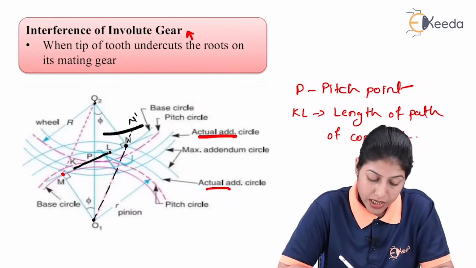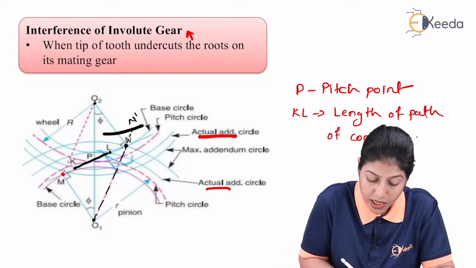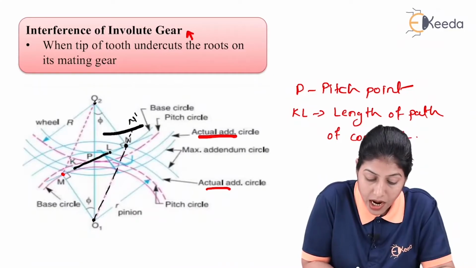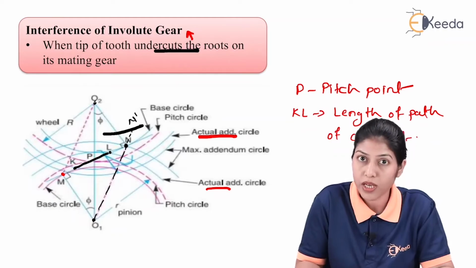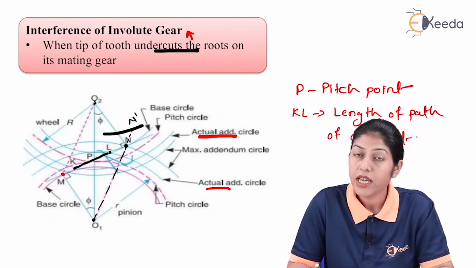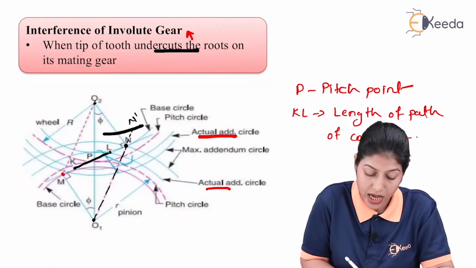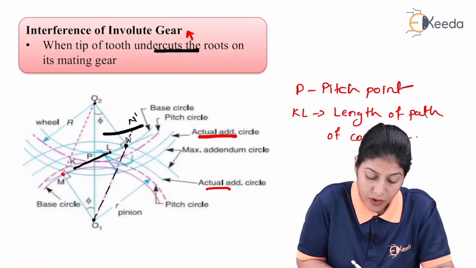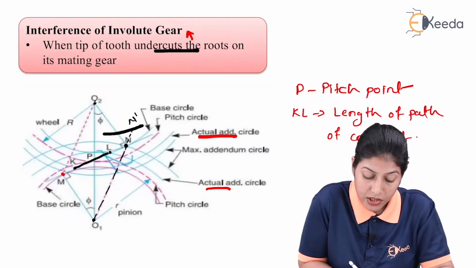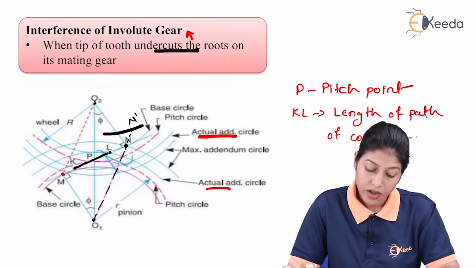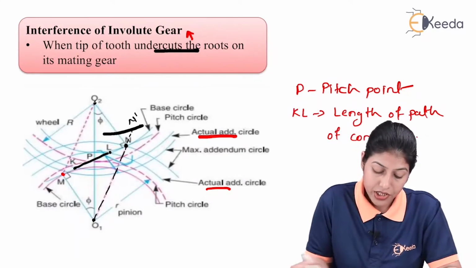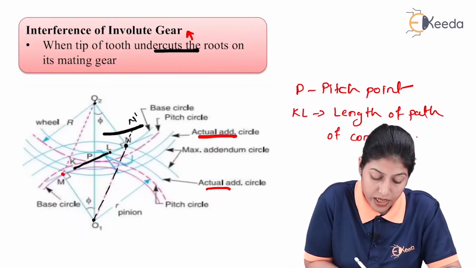So this particular condition, when the tip of the tooth of the pinion undercuts the root of the mating gear, that is the tooth of the wheel, is called the interference. We are taking this condition in terms of the pinion, when the pinion is in moving condition and the tooth of the pinion is in contact with the tooth of the wheel. So this is the first condition. Now the next condition is related to the wheel tooth.